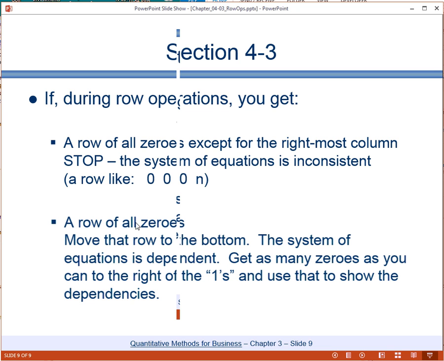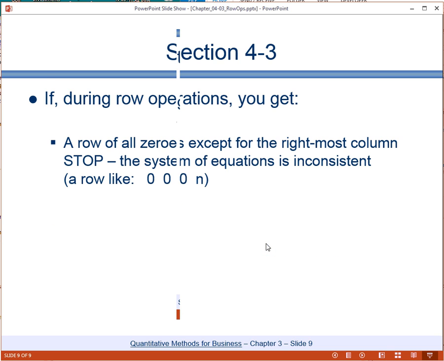If, as you're doing this, you get a row that's all zeros, 0, 0, 0, 0 across, then just move that row to the bottom by swapping it with whatever's on the bottom. Just put that row of all zeros at the bottom. Okay, what that's going to mean is that the system of equations is going to be dependent, and you've got to figure out the dependency. And what you do is you get the upper left-hand corner of what's left of the matrix to be 1, 0, 0, 1.